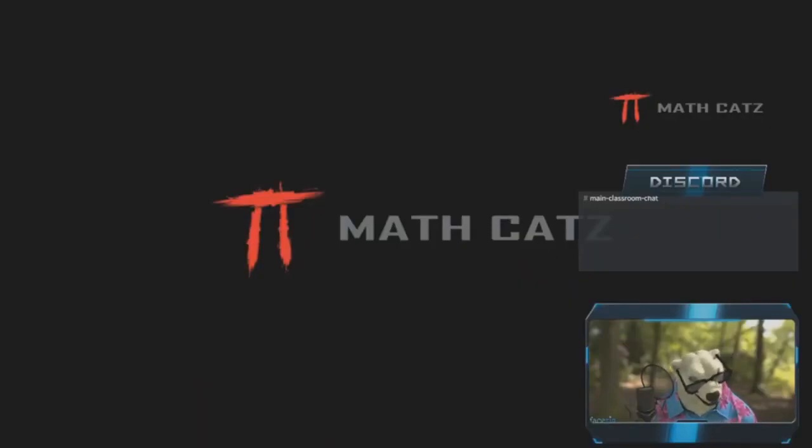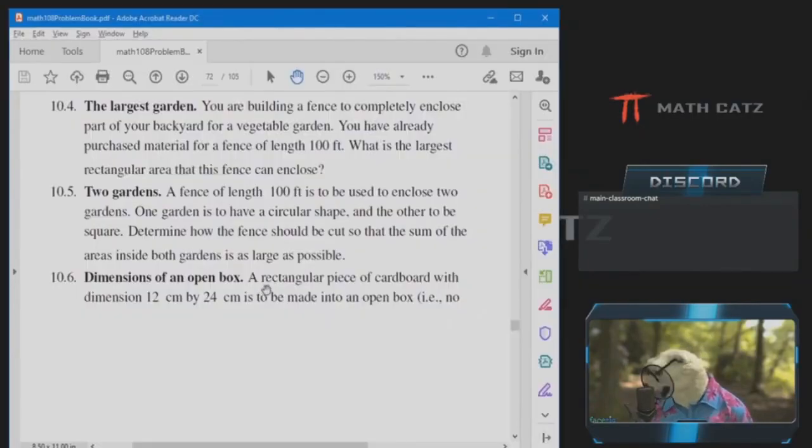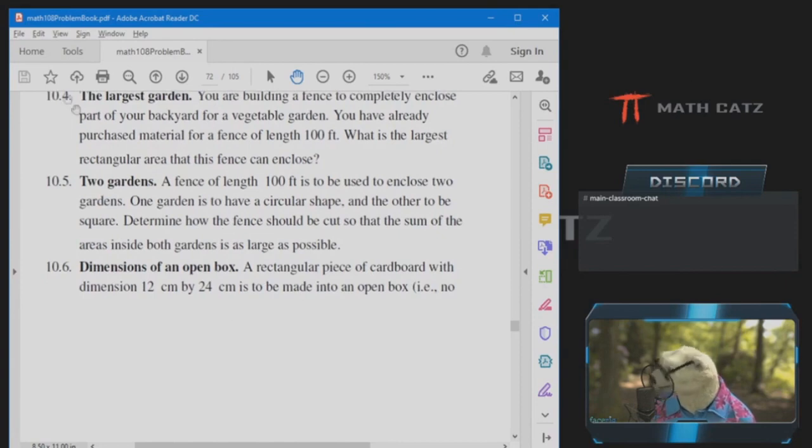Alright, good morning and welcome to our continued discussion on optimization problems. I want to do 2 problems and then we'll see where the time takes us. I want to do 10.6 next.